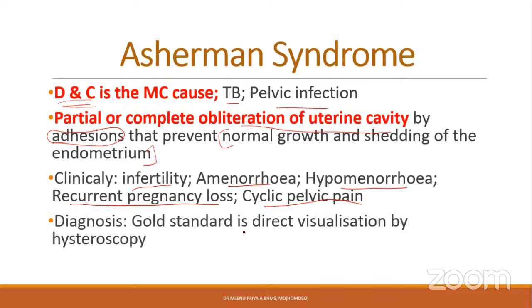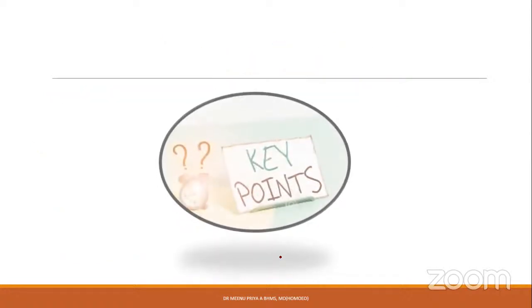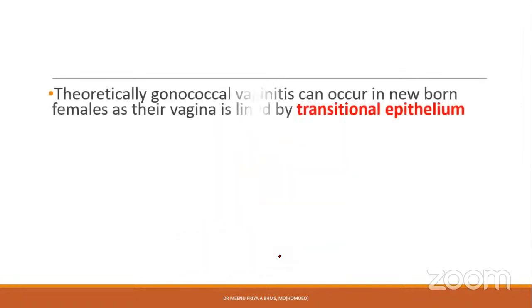The diagnostic gold standard for Asherman syndrome is direct visualization by hysteroscopy. So this can be a question. Just remember, Asherman syndrome is a part of the OBG topic. Don't get confused. The common causes are DNC, TB and pelvic infection. That is why this syndrome is included here. The main pathology is adhesions, and this adhesion causes obliteration of the uterine cavity. Now the key points, again, I'll be repeating.